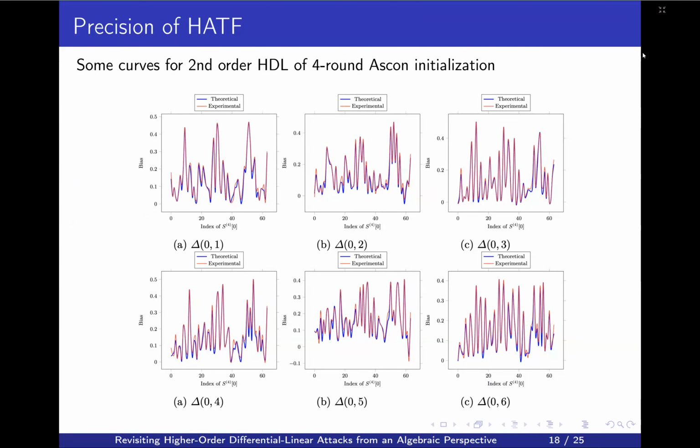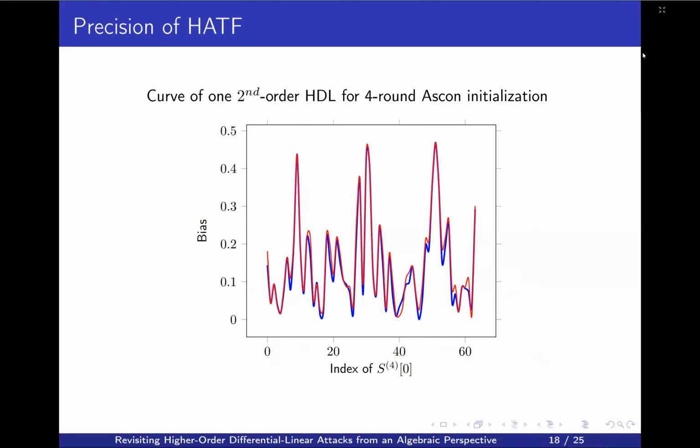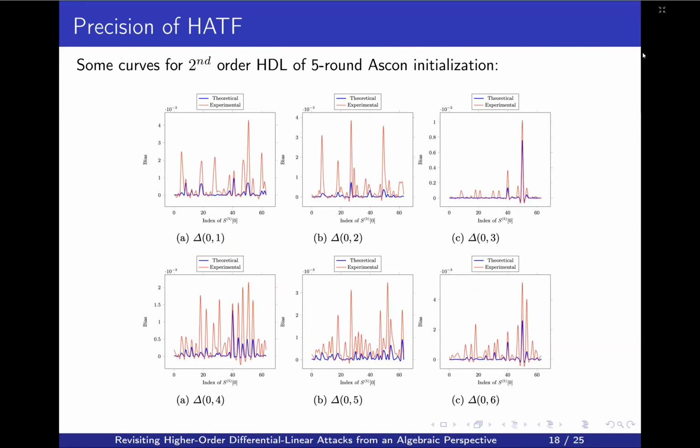There are some curves to show how precise our method is. This is for the second order HDL approximation for the Boolean function. You can see, at least for this one, the second order HDL, the blue one is the theoretical estimation, and the red one is the practical calculation of the bias. You can see they match very well. For other functions, the ATF becomes more complicated, so maybe the precision goes down a bit. So not all the highly biased bits can be predicted.